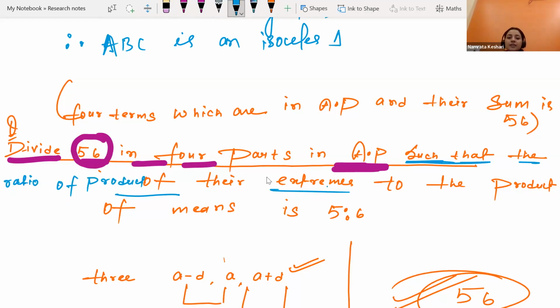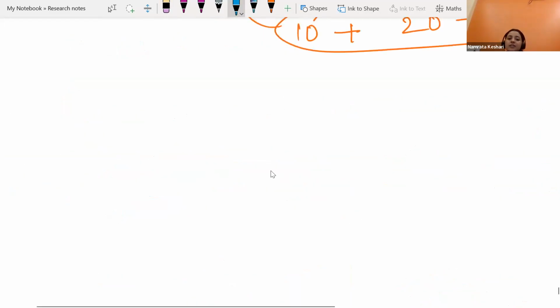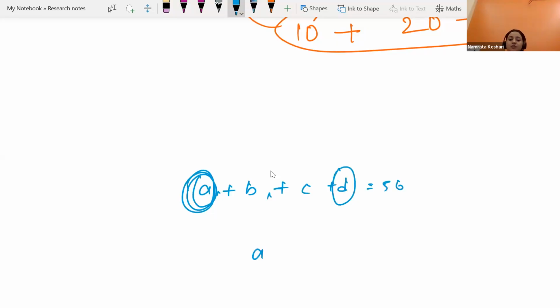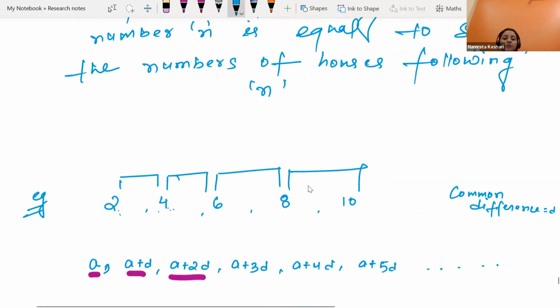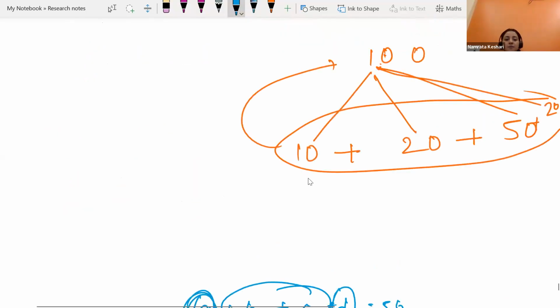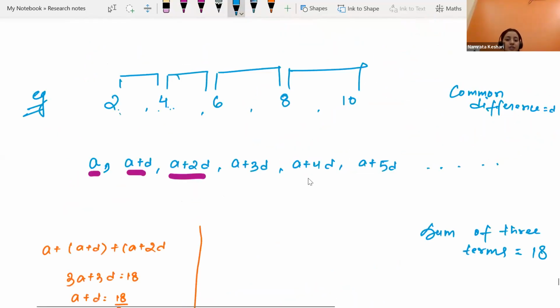So if you have taken A, B, C, D, and all added together make 56, then the ratio is the product of this one and this one, AD, by the product of the middle terms, BC. But we are not going to take ABCD. We have to choose the terms very carefully. We will not be choosing from this sequence A, A plus D, A plus 2D, A plus 3D.